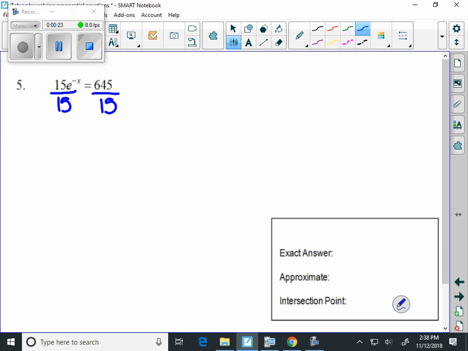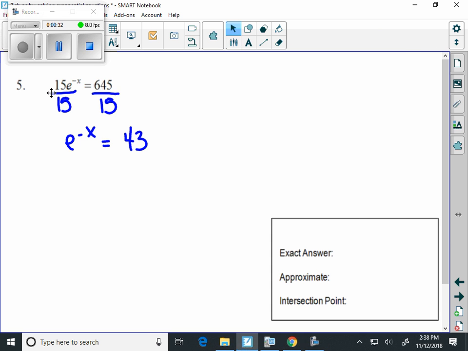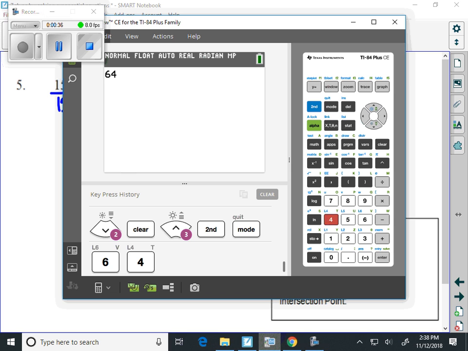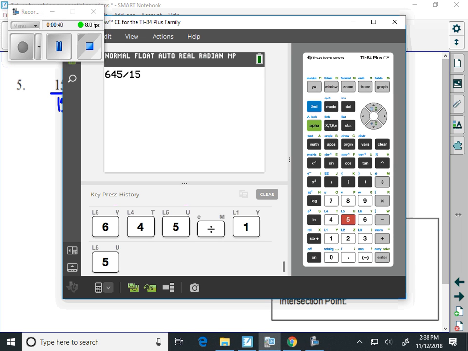645 divided by 15 is 43, I think I'll just type it in the calculator real quick and see. 645 divided by 15. Yes.